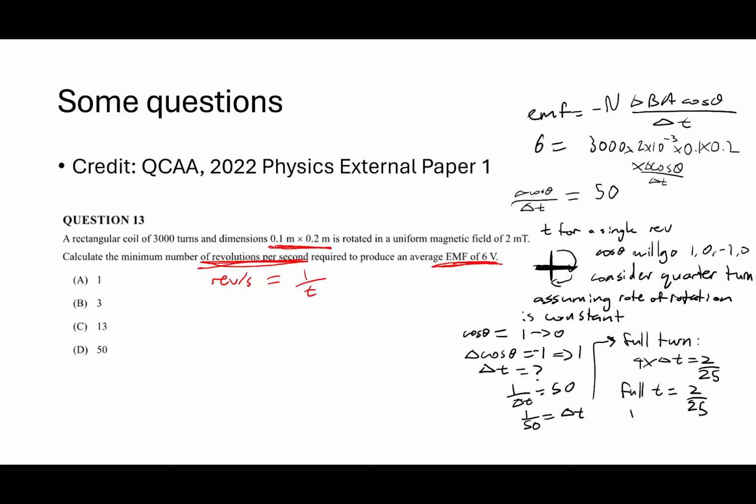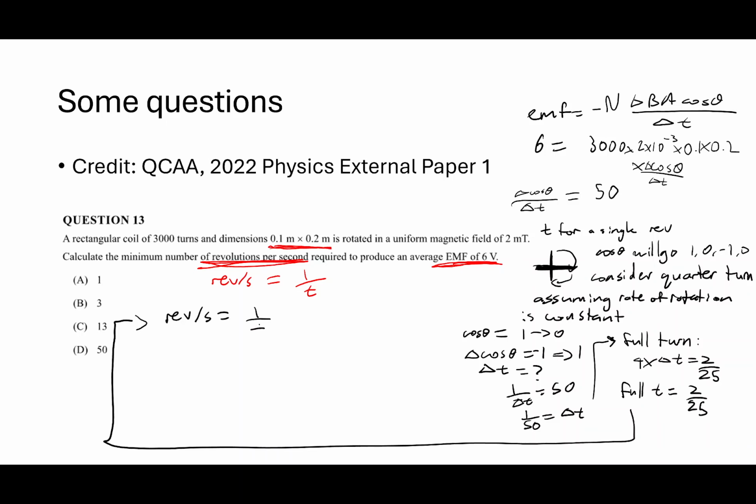Now, for the revolutions, that's 1 over t. And we know the time for a full revolution is 2 over 25. So 1 over 2 over 25, we get 25 over 2.